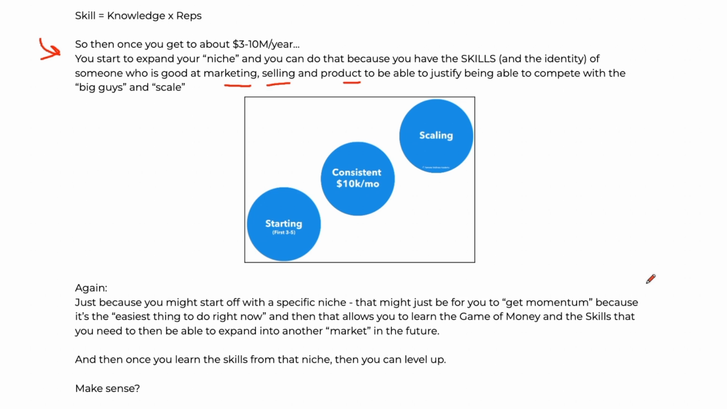Now, again, just because you start off with a specific niche, even though that niche might just be the niche that you pick in order to, quote unquote, get momentum because it's the, quote unquote, easiest thing for you to do right now, it's that specific niche that allows you to play the game of money, that allows you to get the skills that will allow you to scale and expand into another market in the future. And then once you learn those skills from that niche, then you level up from there, okay? Makes sense? I can't tell you how important of a topic this is.